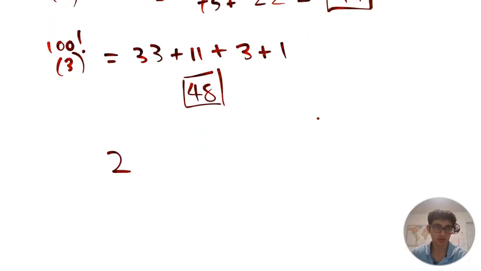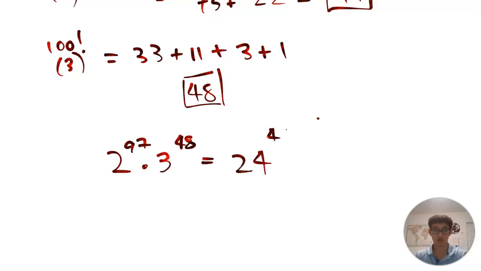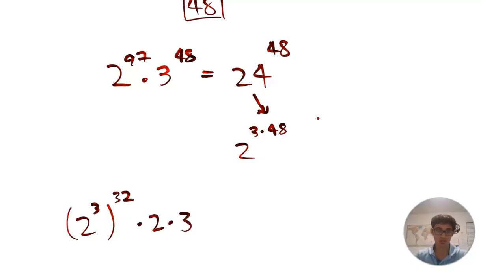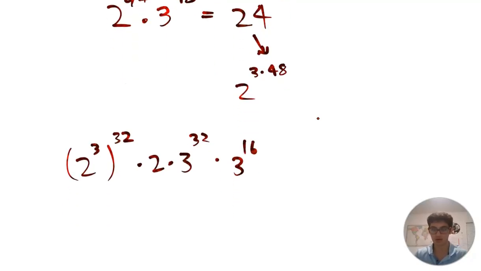So if you have 2 to the 97 times 3 to the 48, be very careful here, because you might be tempted to say, oh, 48 is less than 97, so this will just be 24 to the 48. But remember, this would require you to have 2 to the 3 times 48, which is obviously not met by this. So instead, we have to actually divide 97 by 3. We want 2 cubed to the 32nd, times 2, times 3 to the 32nd, times 3 to the 16. I'm writing it all out like this. Never do this on an exam because you don't have all day.